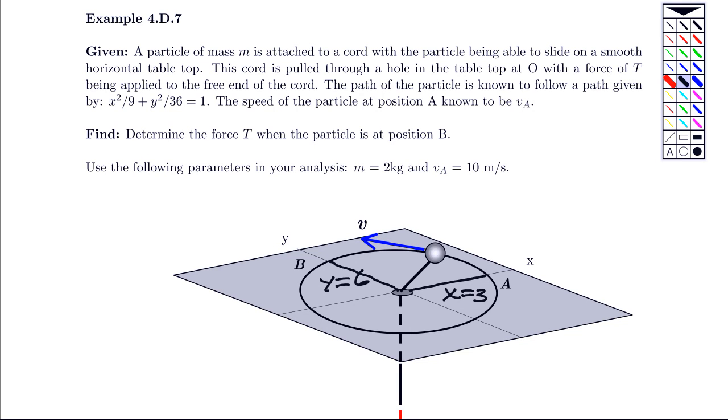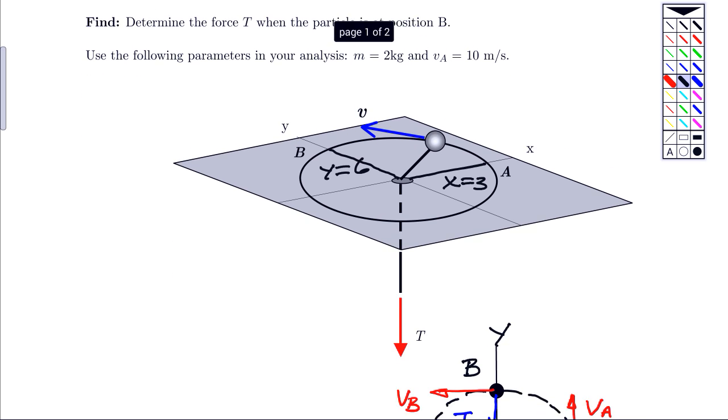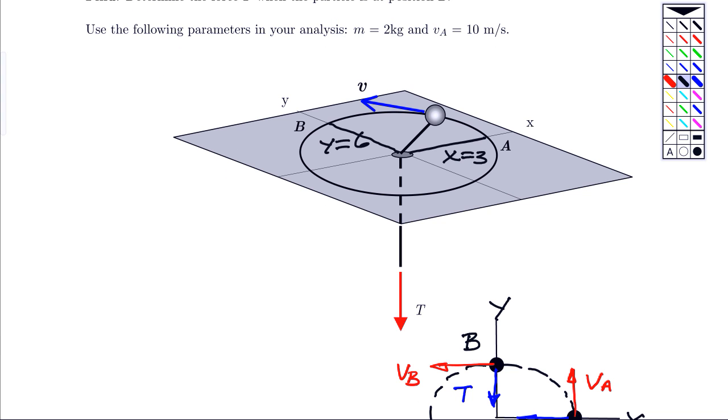In this problem, we have a particle of mass m, which is constrained to be moving along a smooth horizontal top of a table. There's a cable that's attached to that. The cable is fed through a hole in the table. And someone is applying this force T to the other end.